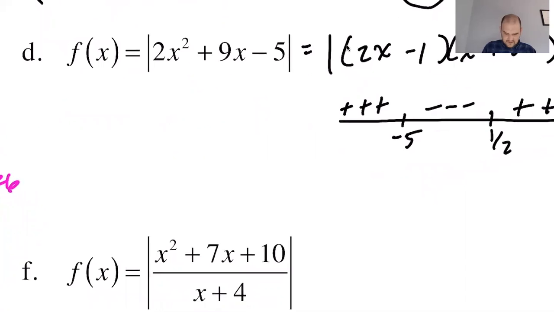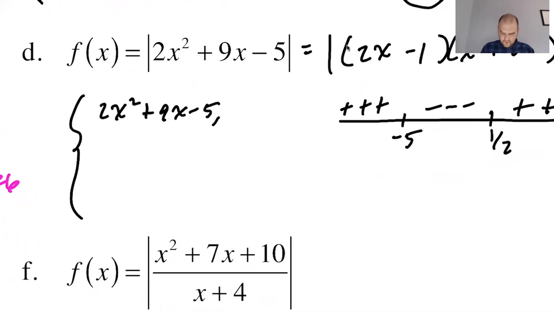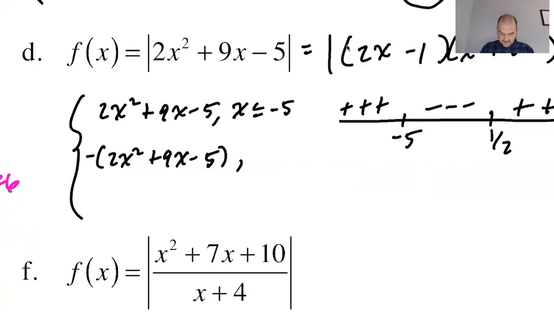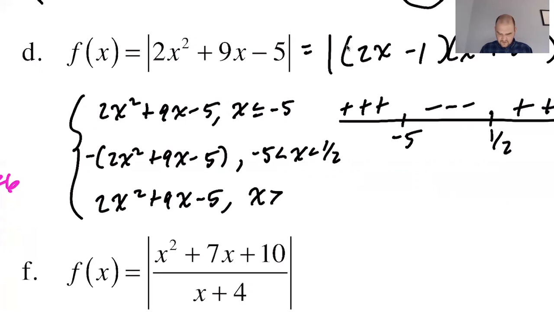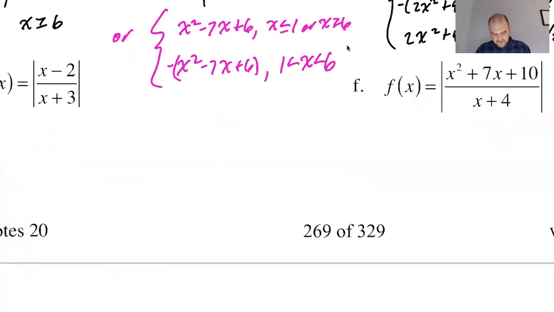All right, and then I'm going to just write this. I'm going to do the 3 branches: 2x squared plus 9x minus 5 when x is less than or equal to -5. The opposite of that here, when x is between -5 and 1/2. And then back to the original 2x squared plus 9x minus 5 when x is greater than or equal to 1/2. I always choose to put the equal to on the original, but you can actually do whatever you want. It doesn't make a difference.